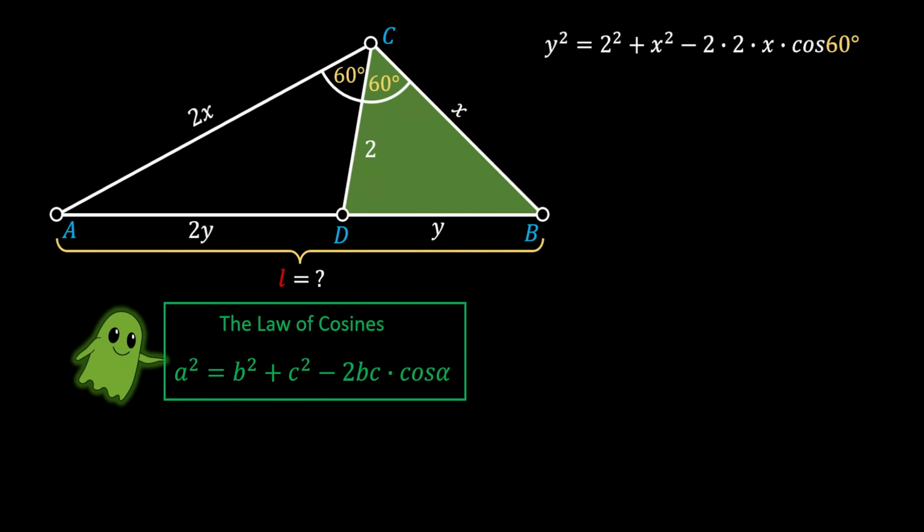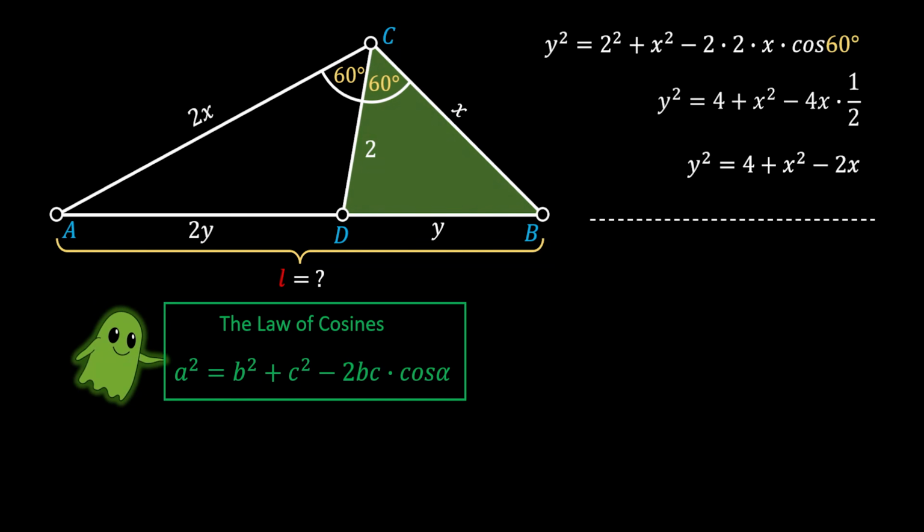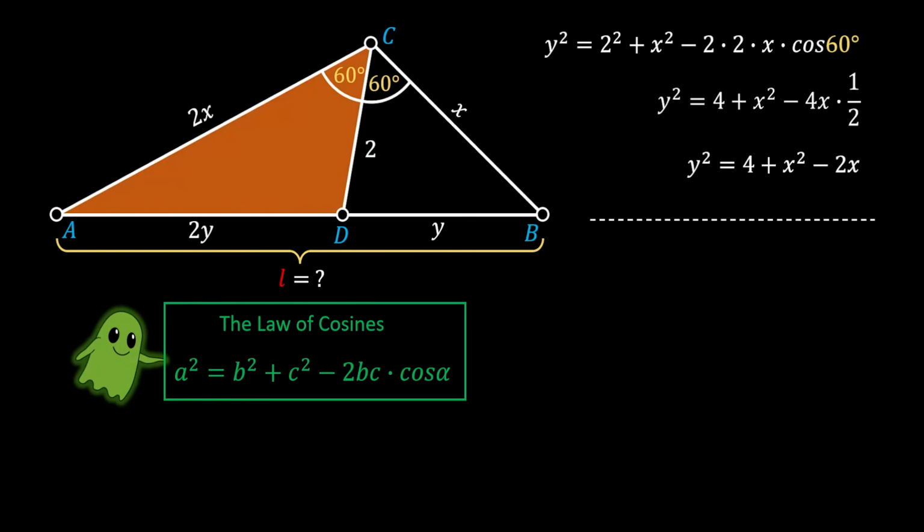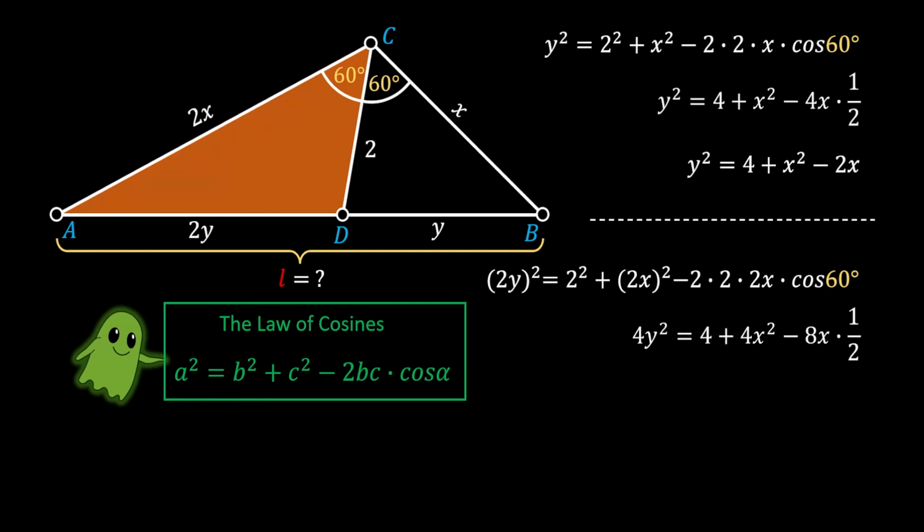Now we're just going to work through this a little bit, and we know that the cosine of 60 is 1 over 2, so after some simplifications we will get the following. Now let's have a look at our other triangle, ADC. And let's use the law of cosines for the line AD, which has the length of 2y. If we do this in the same way as before, we will get the following. Now we're going to put everything on a square, and we're going to use the fact that cosine of 60 degrees is 1/2, and after simplification, we will get the following equation.